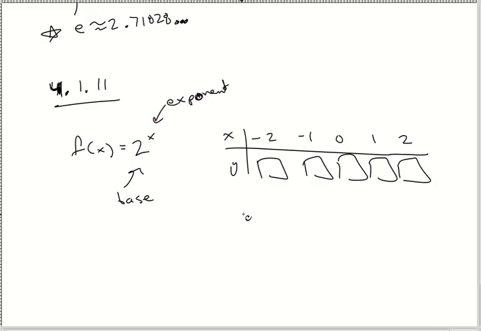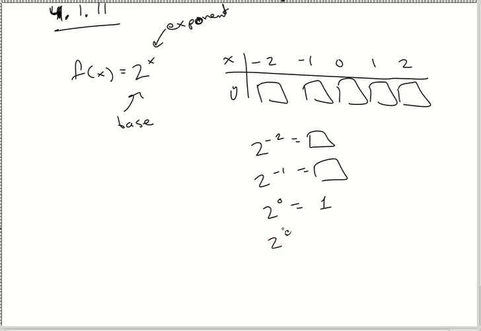And so I'm going to plug it in. I'm going to plug in negative 2, plug in negative 1, see what happens. So 2 to the negative 2, what do we get? 2 to the negative 1, what do we get? Let's start with 2 to the 0. What's 2 to the 0? Anything to the 0 power is a 1. So that was easy. What about 2 to the 1? 2. What's 2 squared? 4.